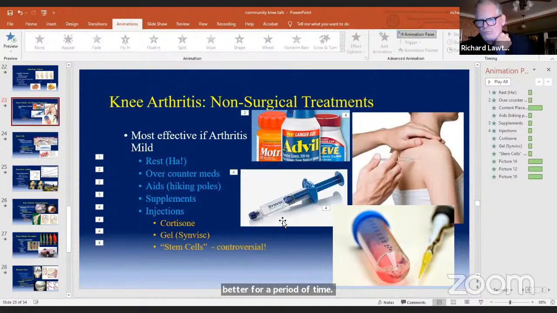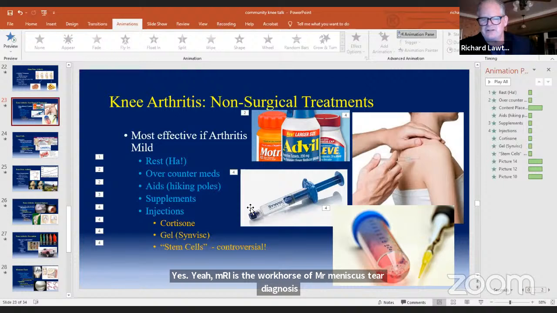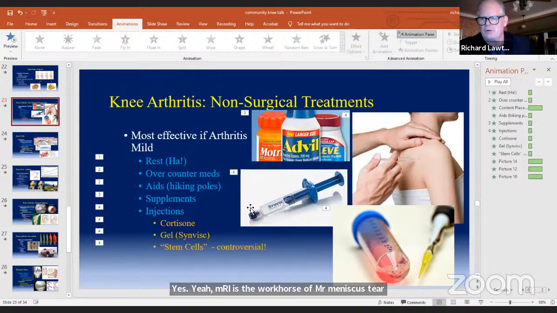How is meniscus tear diagnosed? And if a meniscus tear is suspected, should a patient request an MRI? Yes, MRI is the workhorse of meniscus tear diagnosis, and it will show up if it's of any significance every single time on an MRI. So if you suspect meniscus tear, MRI is a great next step. It's usually the first word out of my mouth is MRI.